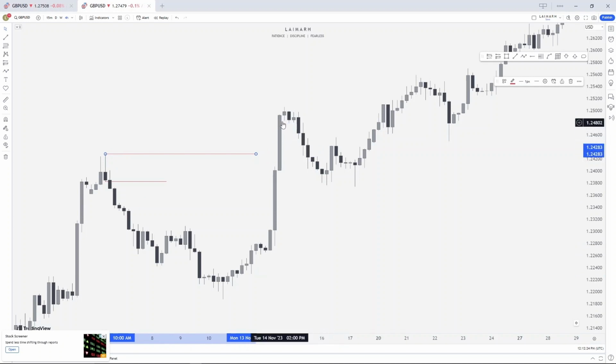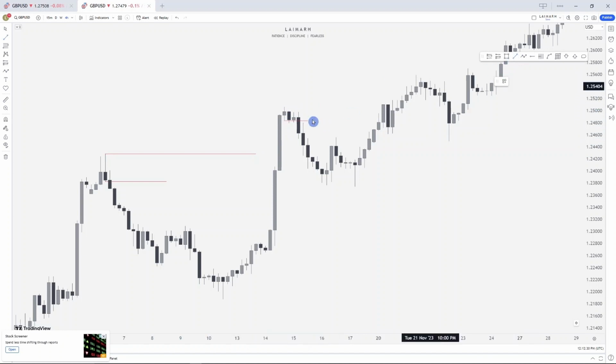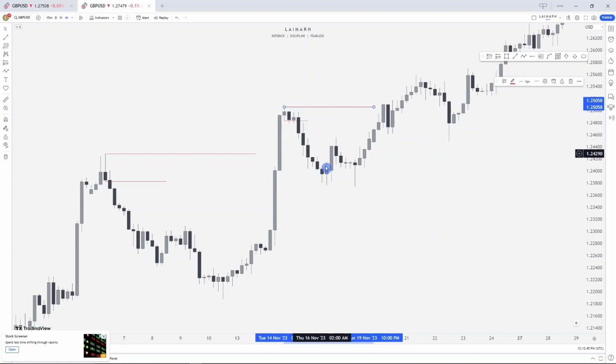So what happened? Price took the low of that candle. And we are waiting for price to take the high of this candle. When price takes the high of this candle, then we know this move to the downside is a valid pullback. So price came to the upside, taking this high over here.